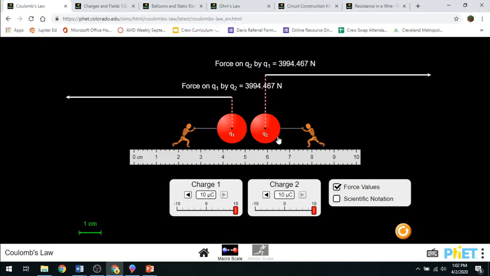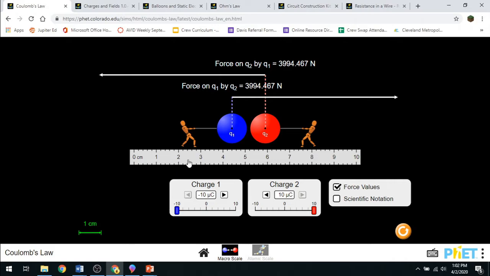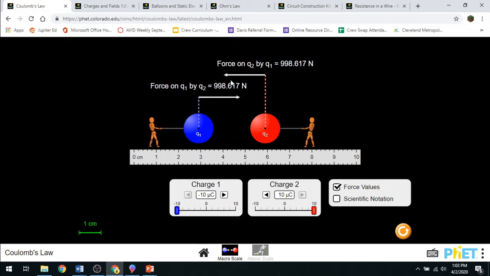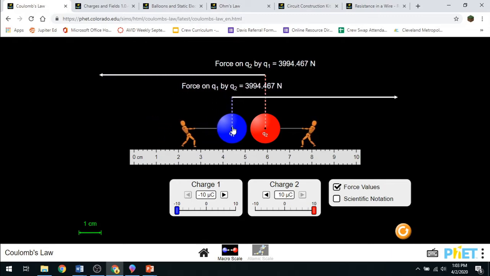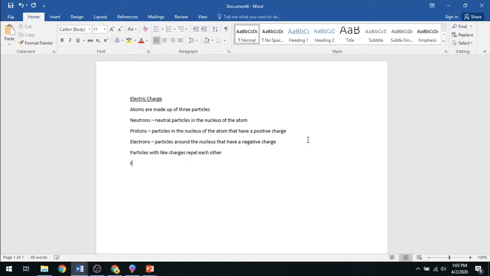So what happens if the two charges are opposite, or unlike? Notice when I change the left one to be a negative charge, now the two little guys are trying to pull together because the two charges are attracted to each other. Notice how the arrows are pointing toward each other. So we would say that particles with unlike charges attract each other.